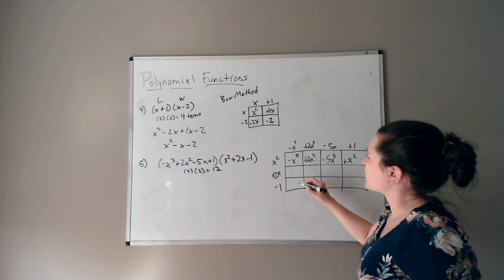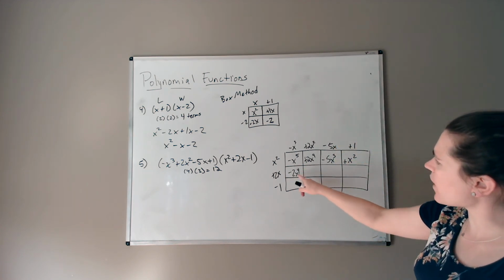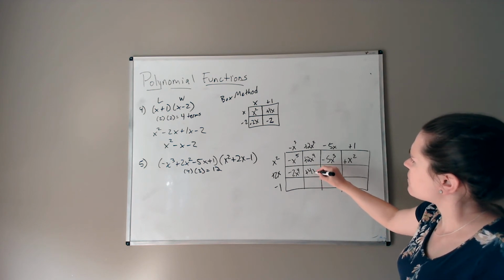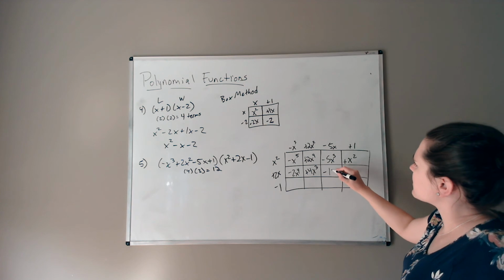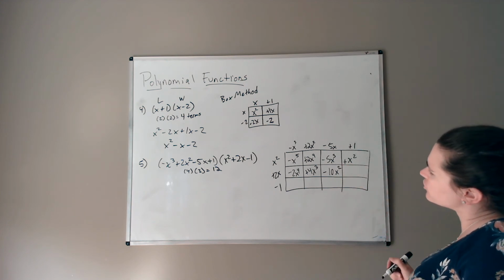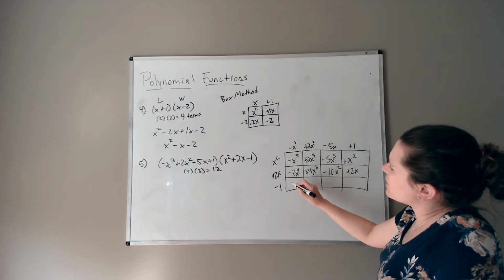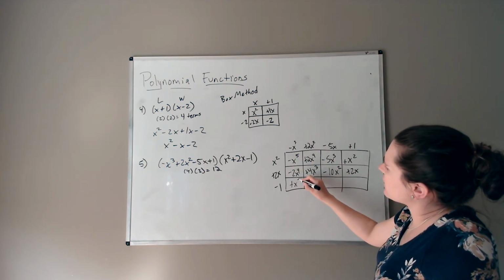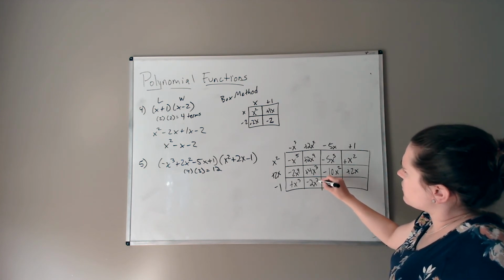2x times negative x to the third, that's negative 2x to the fourth. 2x times 2x squared, that's positive 4x to the third. 2x times negative 5x, that's negative 10x squared. 2x times 1, that's positive 2x. Negative 1 times negative x to the third, that's positive x to the third. Negative 1 times 2x squared, negative 2x squared.